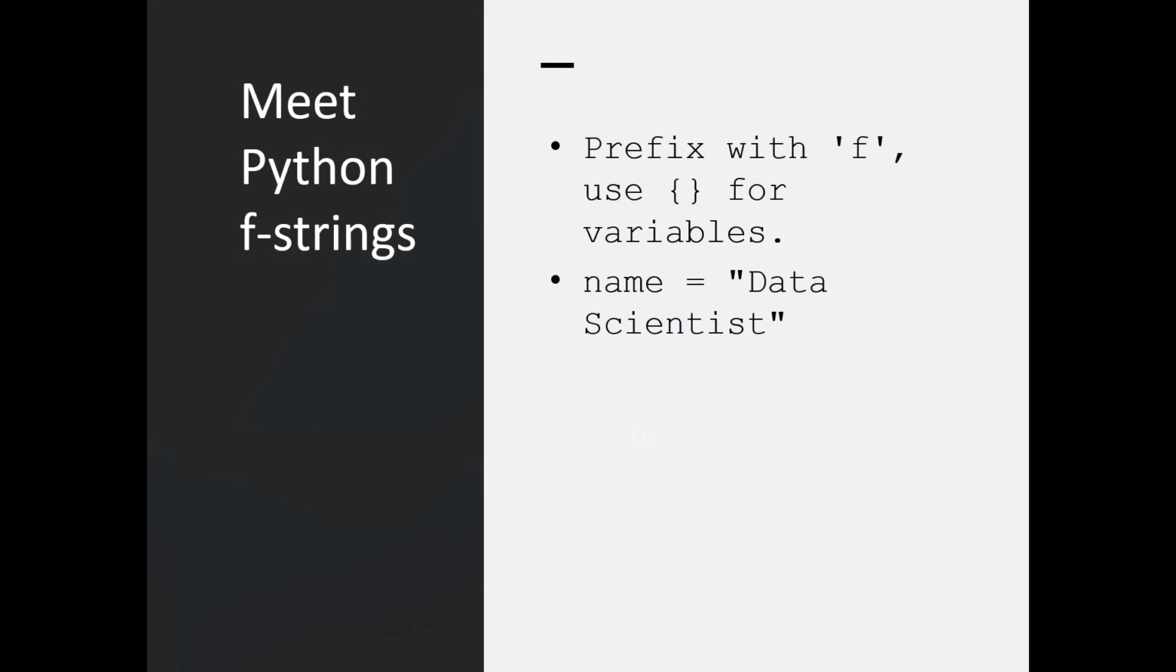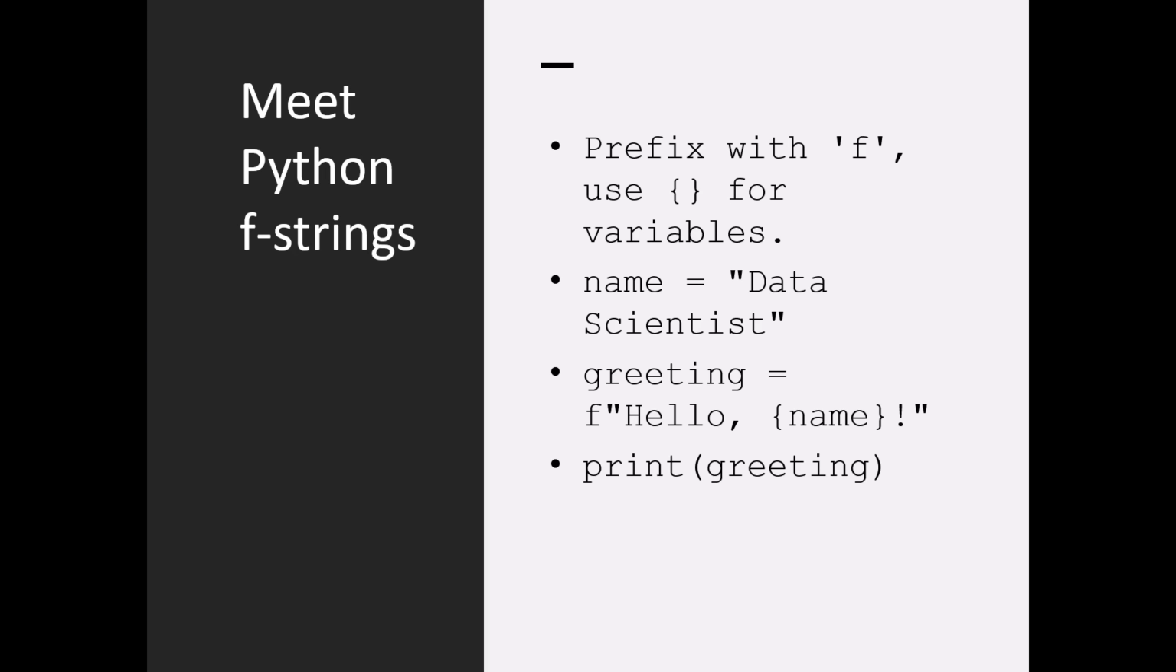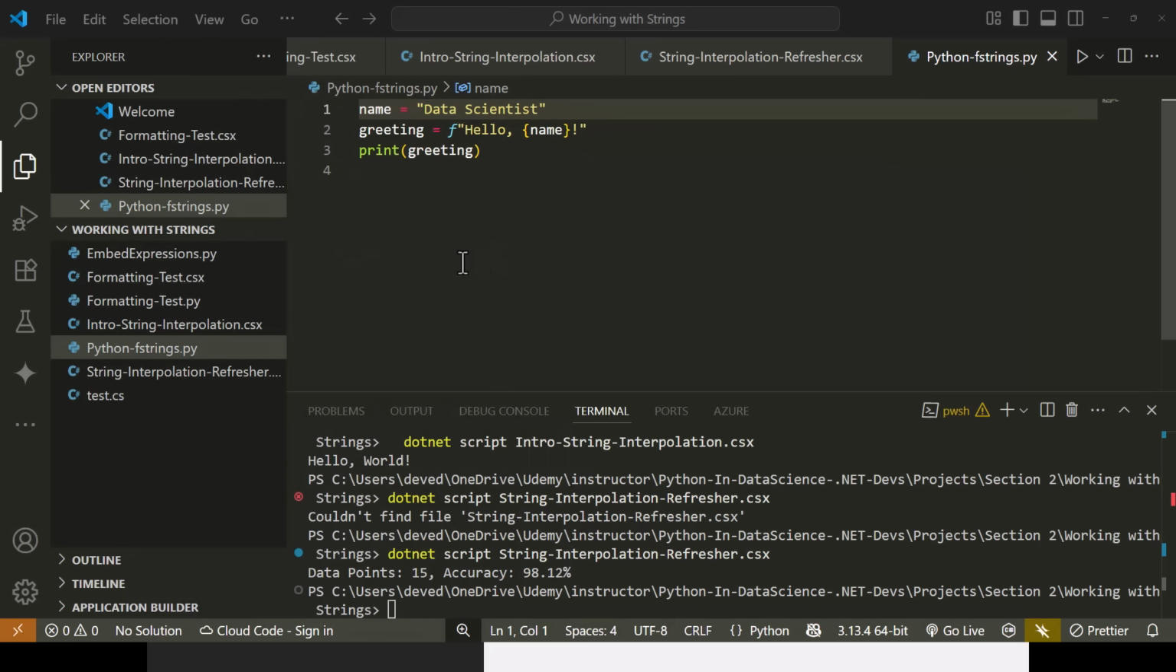Now prefix with F, and as I have just shown you, use a pair of curly braces for variables. name equals data scientist, greet equals F Hello, name, print greeting. Now this is quite simple. I also have this on my machine in my Visual Studio Code IDE. Because this is a Python file, I'll be writing Python, and the name of this file is python_fstrings.py.